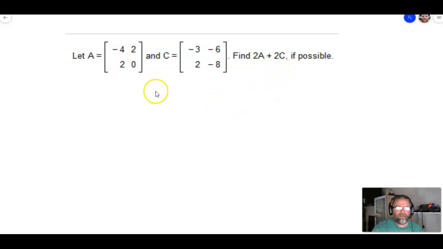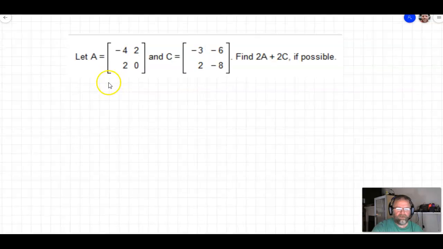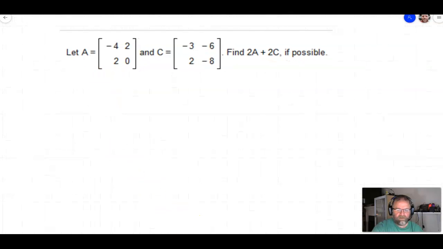So the size of the matrix, we always look at the number of rows first. There are 2 rows for this first one, and then the number of columns. So this is a 2 by 2 matrix. And the same thing for C here. We have 2 rows, so -3, -6 is a row, 2, -8 is a row, and we have 2 columns. -3, 2 is a column, and -6, -8 is a column. So this is also a 2 by 2 matrix.